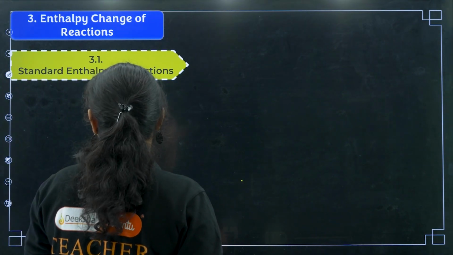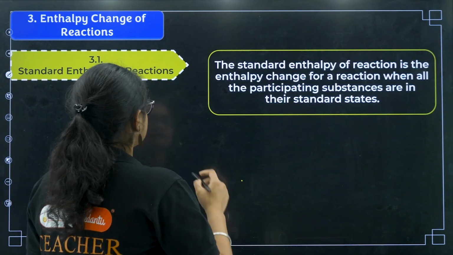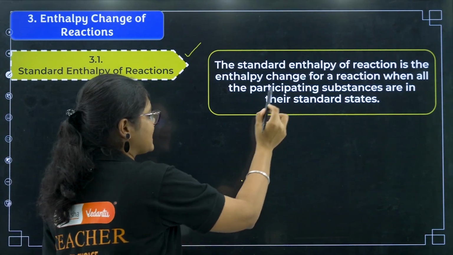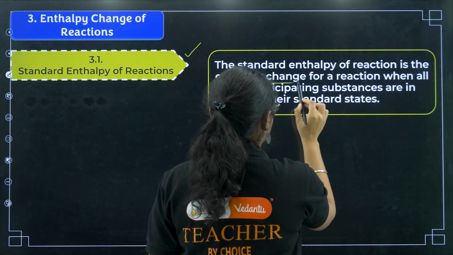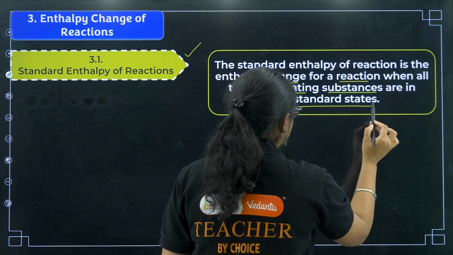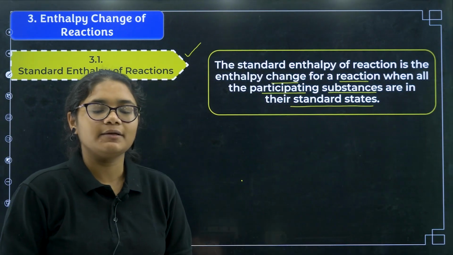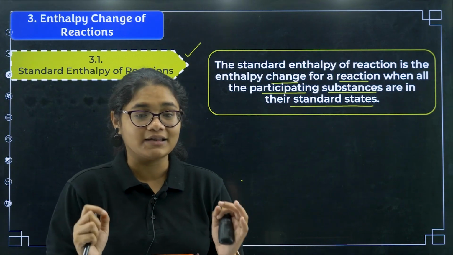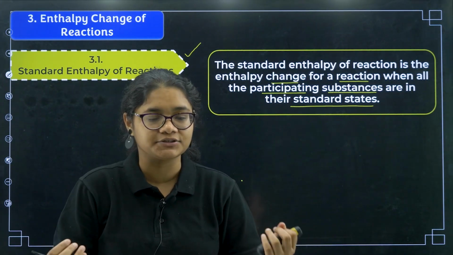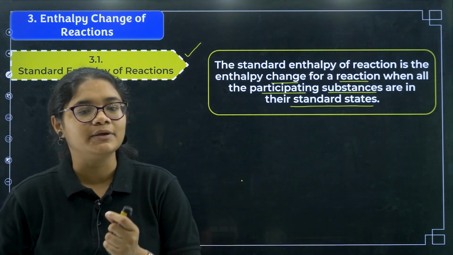First we will see what is standard enthalpy of reaction. This is very, very important. The standard enthalpy of reaction is the enthalpy change for a reaction when all the participating substances are in their standard states. When the reactants and products are in their standard state and you are calculating the enthalpy of that particular reaction, we call it standard enthalpy of reaction.